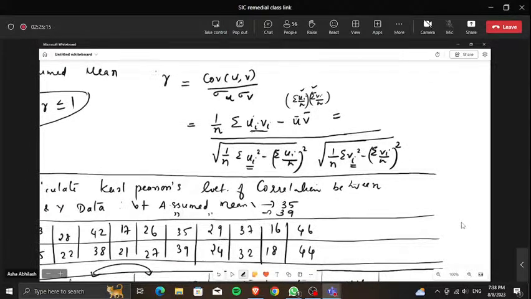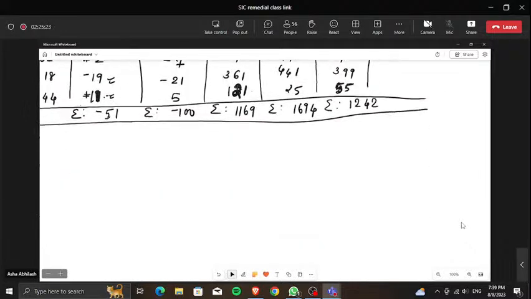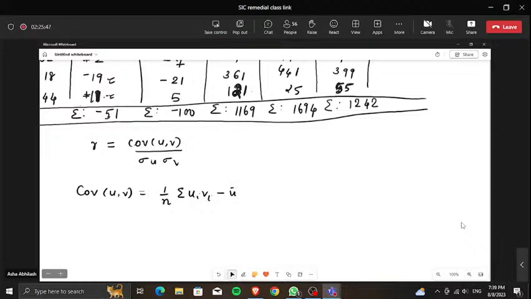So we'll write this again. You are using the assumed mean method here. The formula for finding r is covariance of UV divided by sigma U into sigma V. Covariance of UV is nothing but 1 by n into summation UiVi minus U bar V bar.